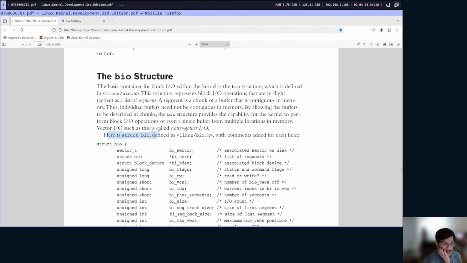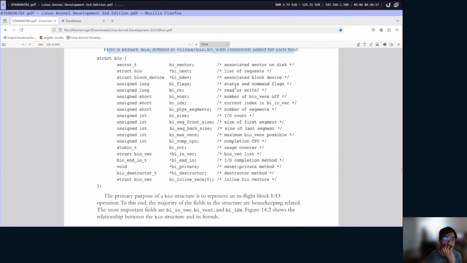Here's struct bio defined in linux/bio.h with comments added to each field. Lots of stuff. Basically the I/O count. Where is... oh, here, the bi_io_vec list. So that's probably interesting here. What else do we have? I guess we'll read this thing.